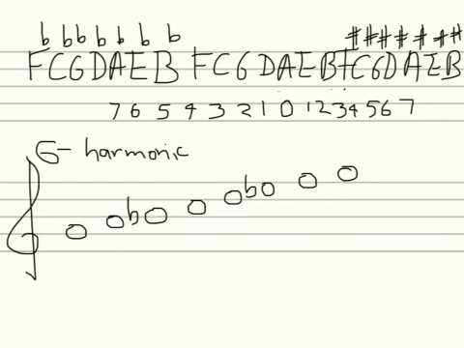Okay, to change to the harmonic minor, we have to make one change to the natural scale, and that is to raise the 7th scale degree. So if you find the 7th note, it's the second last one, and you raise that, so we put in a sharp there. That's your harmonic minor scale.